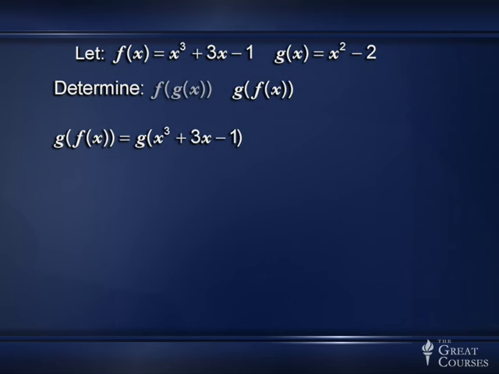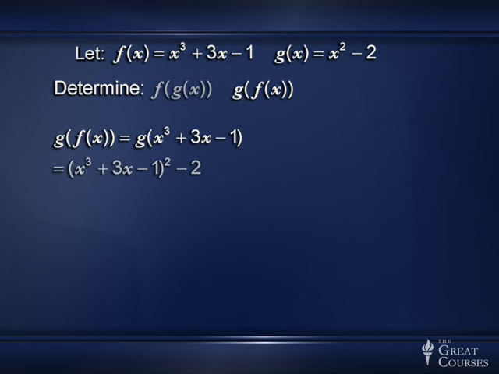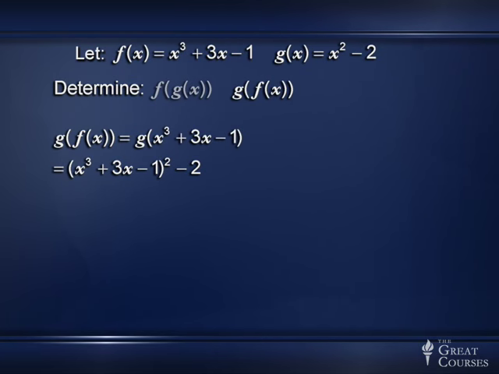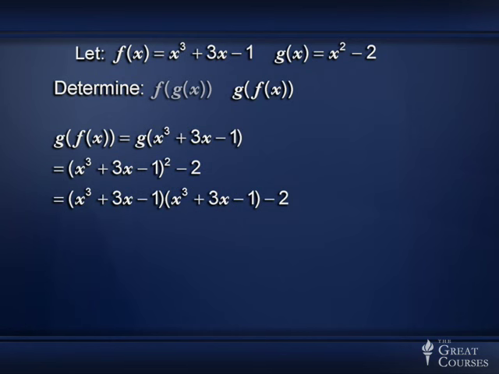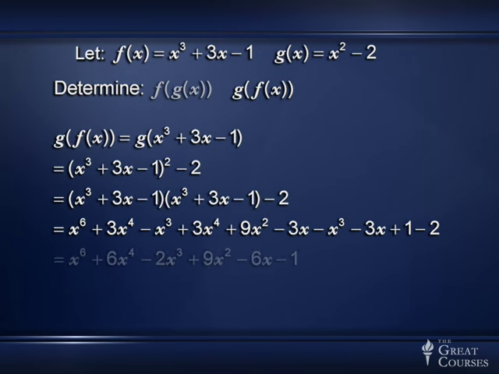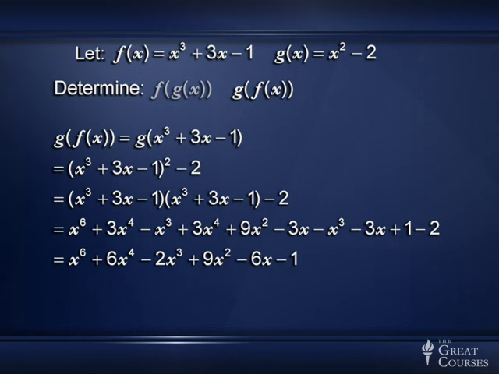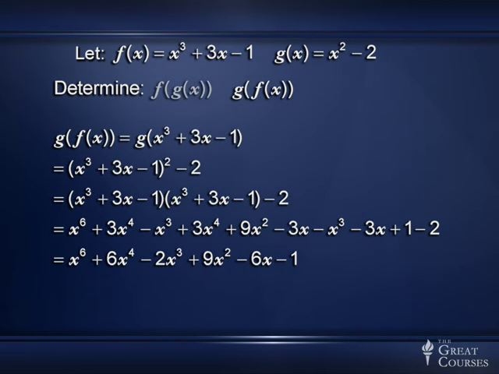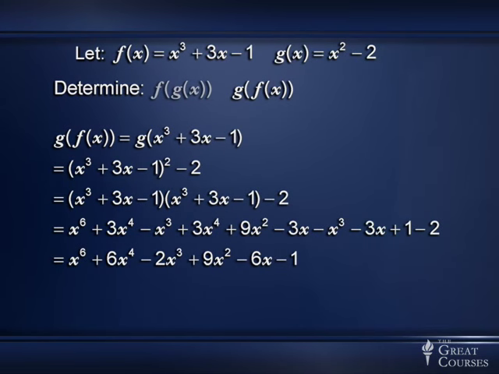x cubed plus 3x minus 1, which is just x cubed plus 3x minus 1 squared minus 2, because I've plugged f into g. So I want x cubed plus 3x minus 1 times x cubed plus 3x minus 1 minus 2. And when I do all that distribution that we've talked about earlier and simplify, we'll have x to the 6th plus 6x to the 4th minus 2x cubed plus 9x squared minus 6x minus 1.